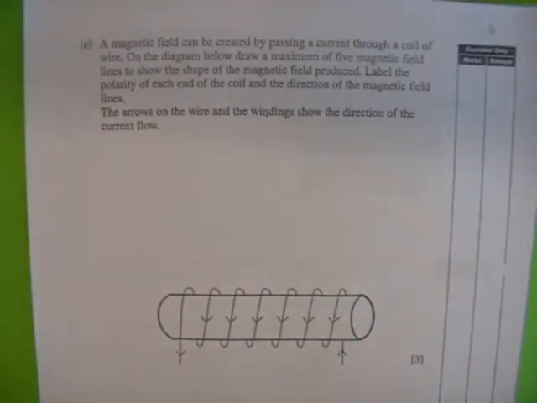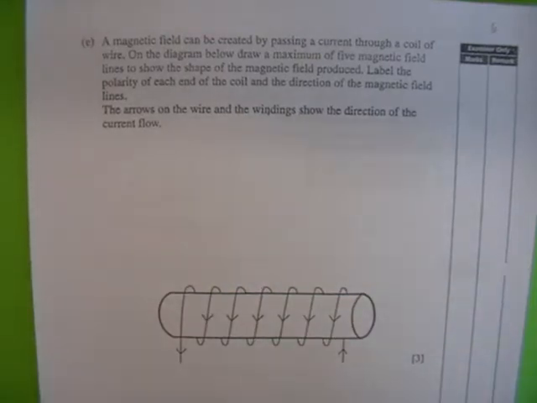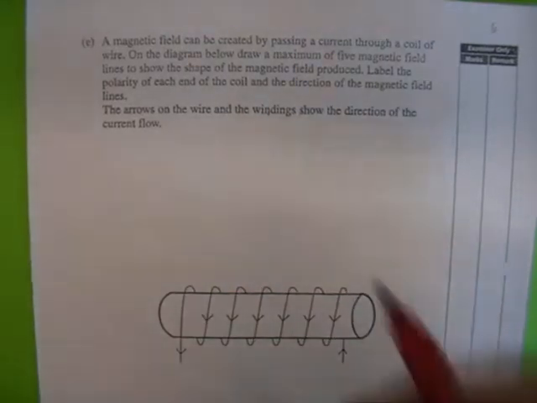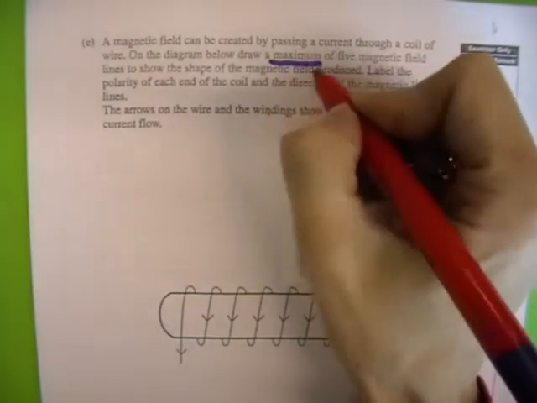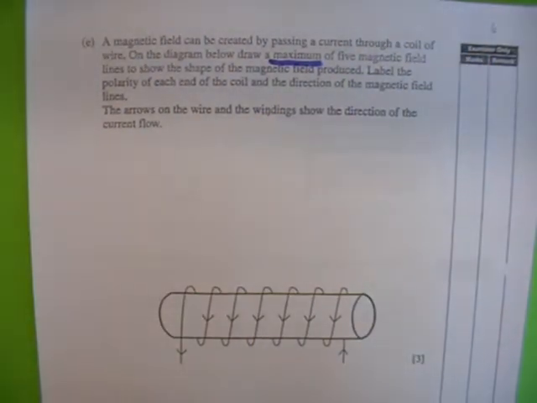Okay, this is the last part of this question. A magnetic field is created by passing a current through a coil of wire. On the diagram below, draw a maximum of 5 magnetic field lines. So it says a maximum. Now we always say draw a minimum of 3. To show the shape of the magnetic field produced, label the polarity of each end of the coil and the direction of the magnetic field lines. The arrows on the wire and the windings show the direction of the current flow.